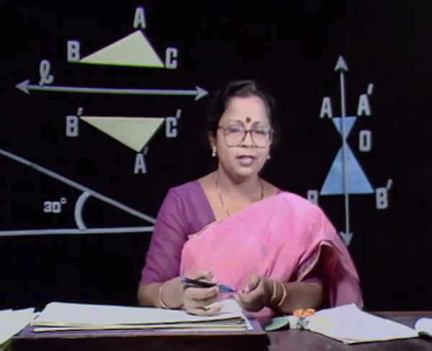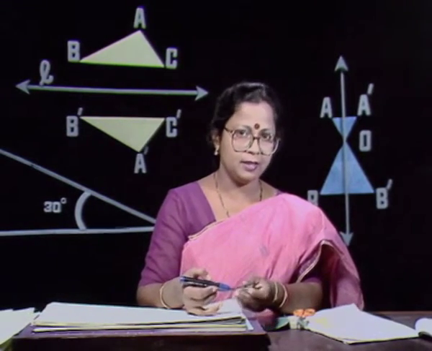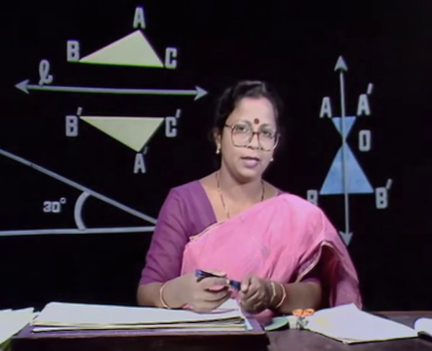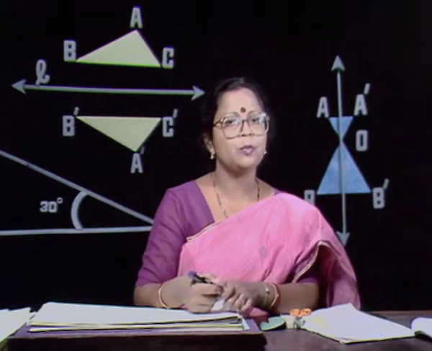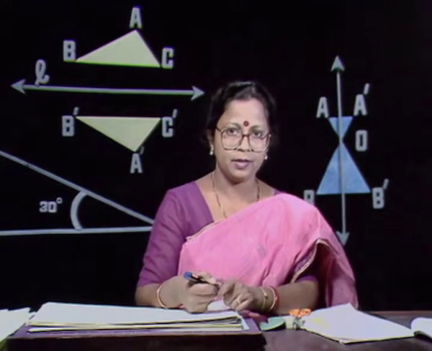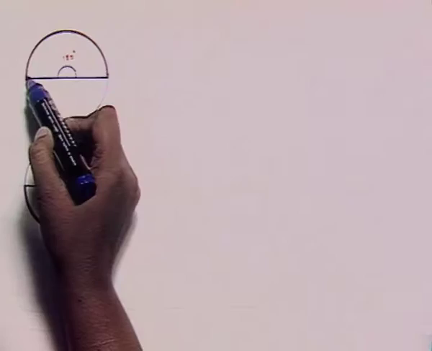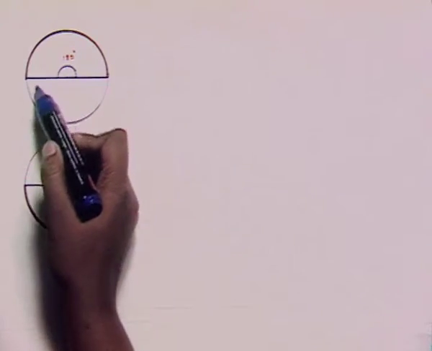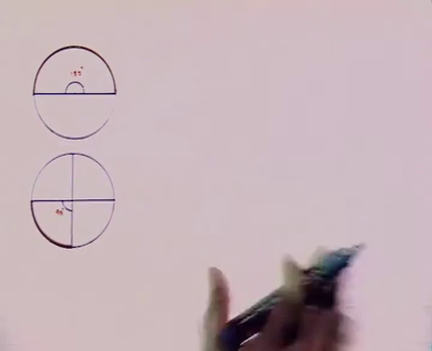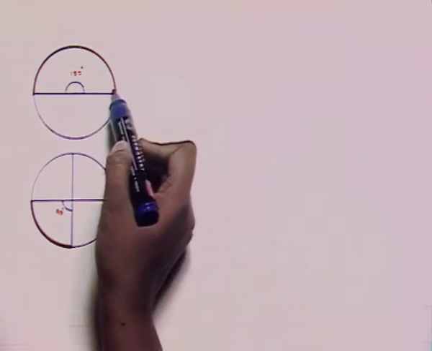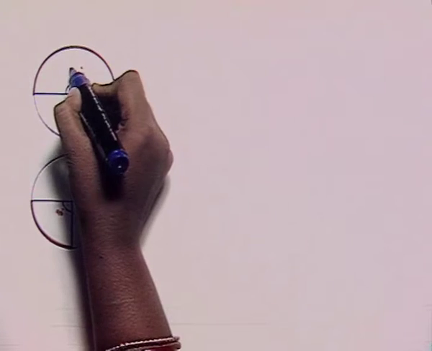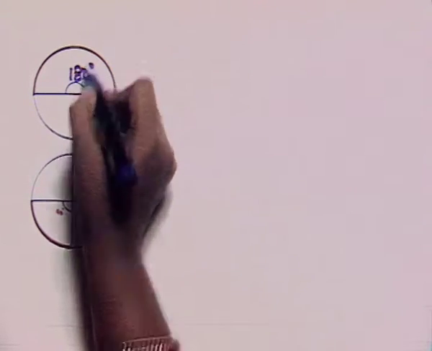Now, you have learned that circumference of a circle is equal to 2 pi r and area of a circle is equal to pi r square. Now, suppose we are given this semicircle, how can you find out the length of this arc, which is making an angle of 180 degree at the center?